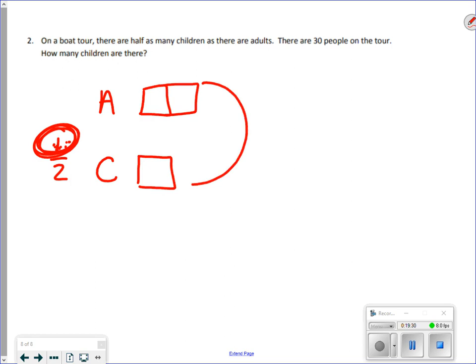There are 30 people on the tour. So each unit gets 10. How many children are there? 10. Okay, so you can't say that there are 15 children. You can't say half of 30 is 15. That's not how it works. Because if you listen, half as many children as there are adults, you can't do half of 30. Half as many children as there are adults.